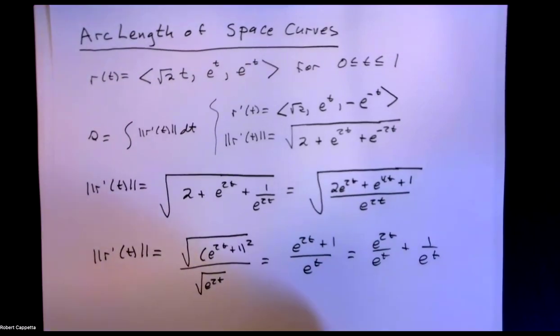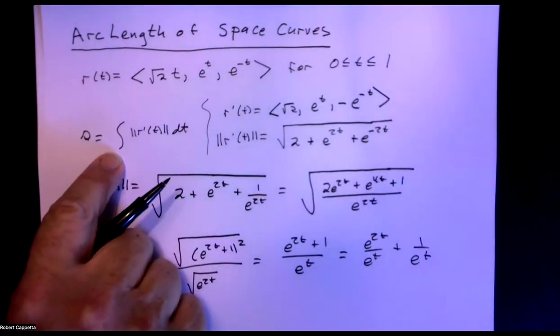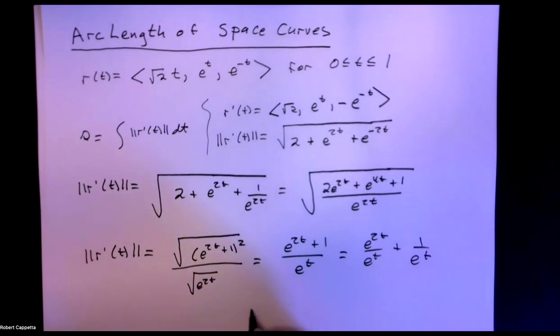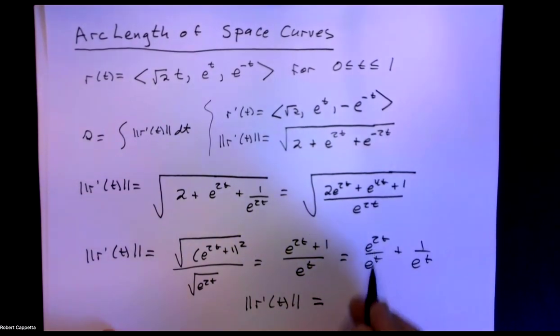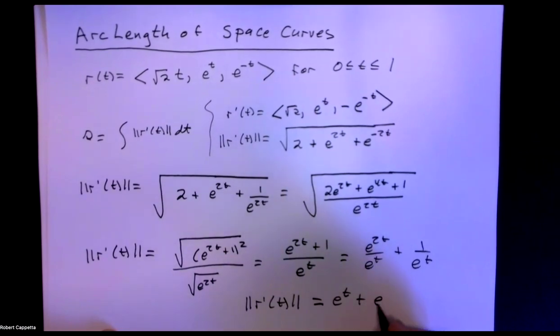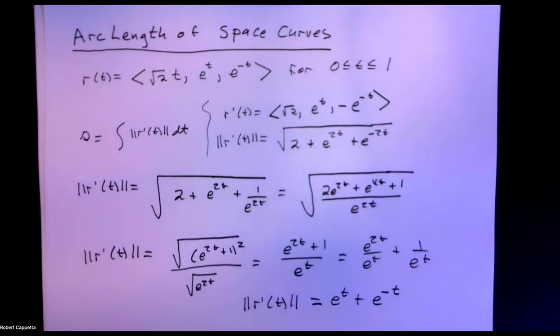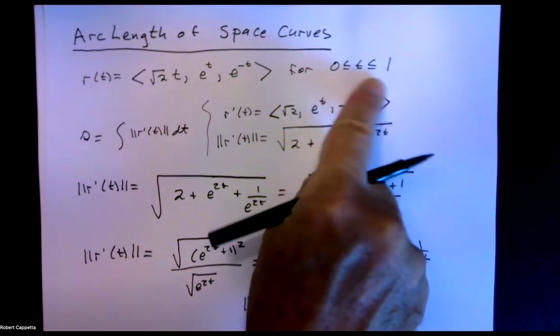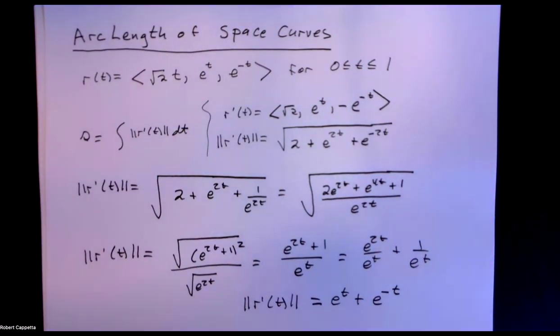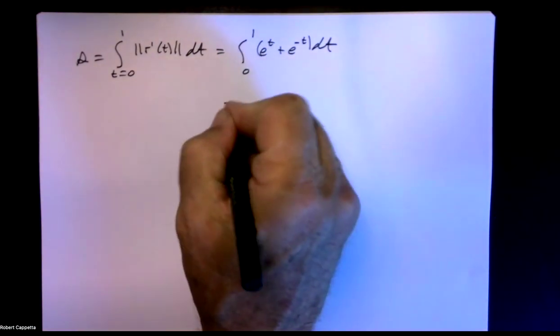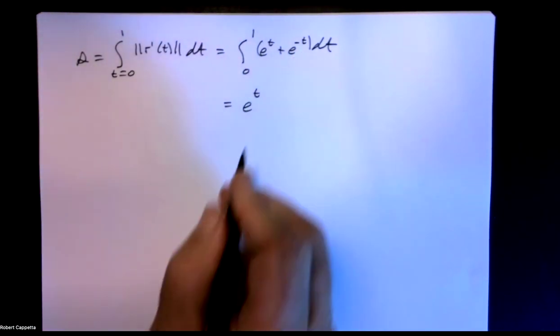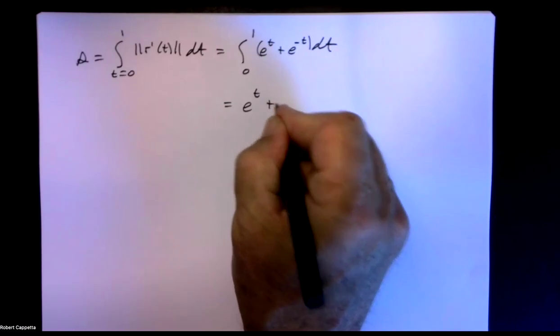Again, remember, our arc length is the integral of the speed over all t. So how does this simplify? What is the speed? e^(2t) over e^t is e^t, plus 1 over e^t is e^(-t). So that's our speed. To get our arc length, we've got to integrate that from 0 to 1. So let's quickly do that. So here's where we are. The antiderivative of e^t is e^t. The antiderivative of e^(-t) is e^(-t) over negative 1.